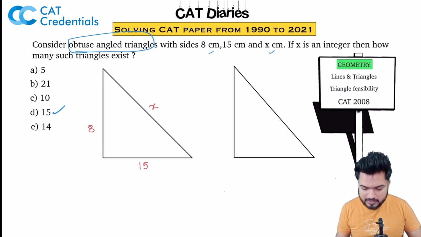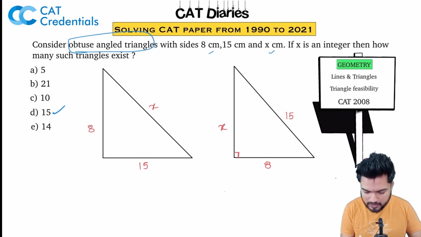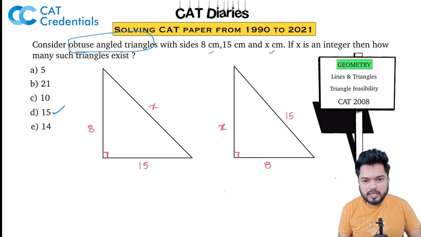So either x is the hypotenuse or x is one of the sides, right? What else can happen? Nothing else can happen. The side opposite to the hypotenuse is the highest. So 15 will be opposite to the hypotenuse here. Here x is actually the hypotenuse and the other two sides are 15 and 8.